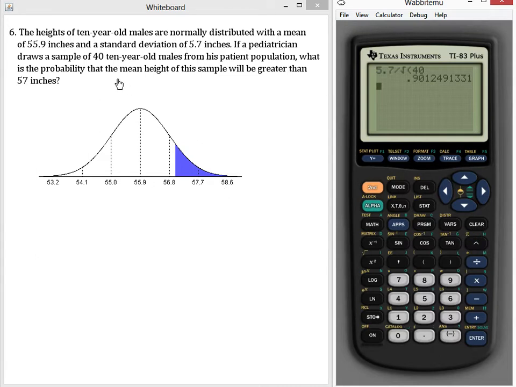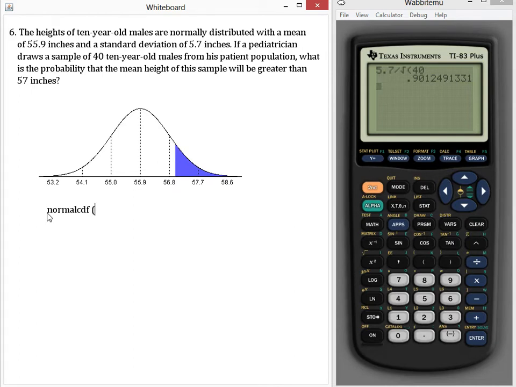All right, and then it's asking for the probability that the mean height will be greater than 57 inches. So I've just sketched in where I thought 57 was. And since it was greater than, I've shaded to the right here. So when all's said and done, I'm going to be using the normal CDF function. We always use normal CDF.